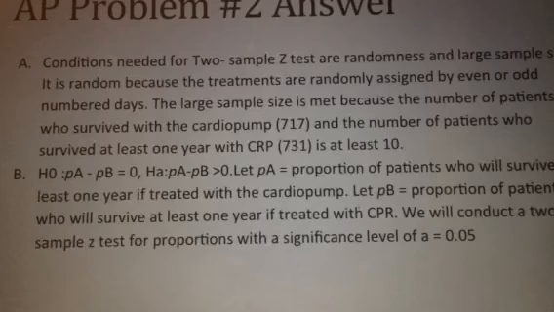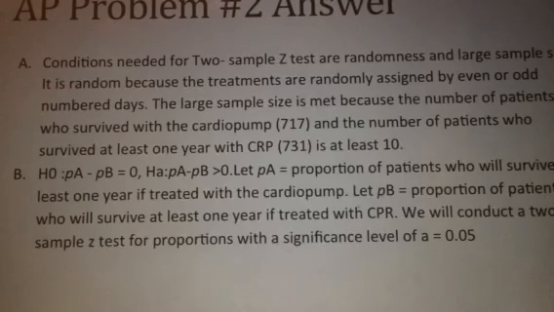The conditions needed for a 2-sample z-test are randomness and a large sample size. It is random because the treatments are randomly assigned by even or odd-numbered days. The large sample size is met because the number of patients who did not survive with the cardio pump, 717, and those who did, 37, and the number of patients who did not survive at least 1 year with CPR, 731, and those who did, 15, are all at least 10.